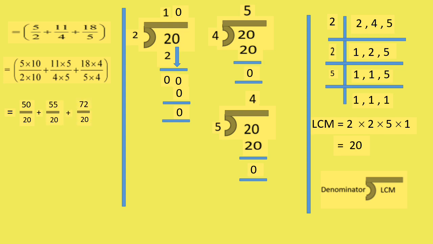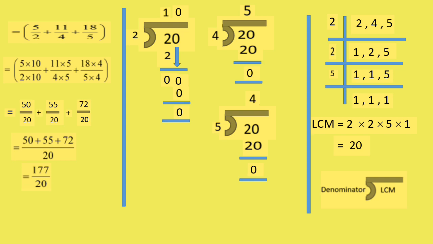Next, 72 by 20. Look here, all the denominators are same, so I got all the like fractions. Now I will write the denominator only one time and add all the numerators like this: 50 plus 55 plus 72 by 20. After adding, I got 177 by 20. Look here, 20 is less than 177.